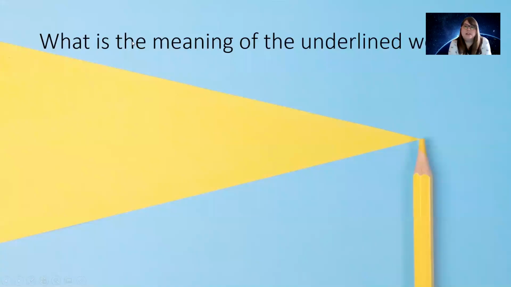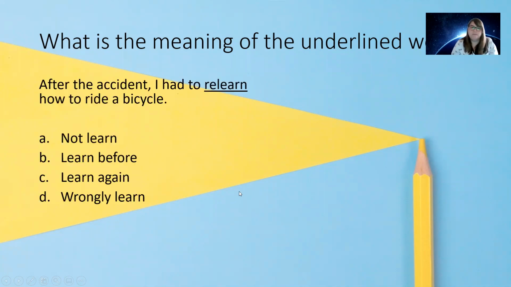All right, so last thing that I want to do before I send you all on your way today to finish your homework is to do a couple of practices. So these are going to be very similar to the practices that you're going to see on Google Classroom. So we want to know, what is the meaning of the underlined word? All right, so our first example here is this sentence. After the accident, I had to relearn how to ride a bicycle. So the word we're looking at here is relearn.